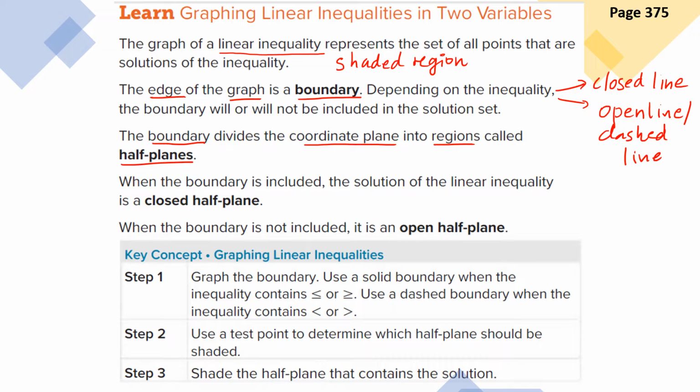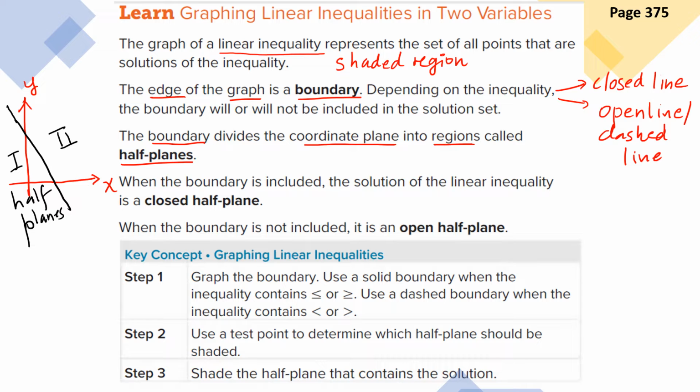When the boundary is included, the solution of the linear inequality is called a closed half plane. For example, this is your y-axis. A quick short diagram I'm going to draw. This is an x-axis. For example, I draw the graph of a line. This is the line, and this is a solid line. It is dividing the plane into two parts, left and right. These two parts are called half planes. Now, when it is a closed half plane, it has a closed boundary, a closed line. If it is an open half plane, it will be a dashed line. So accordingly, there are two kinds of boundaries.